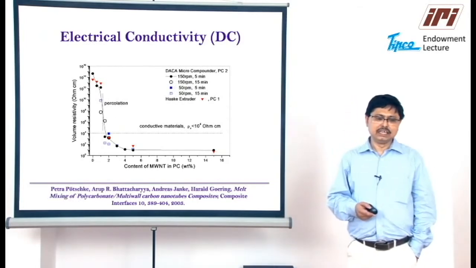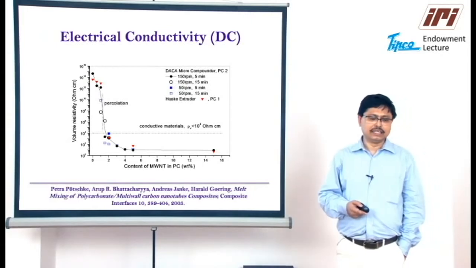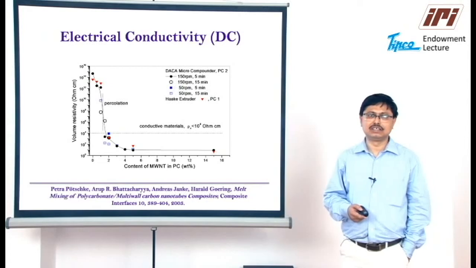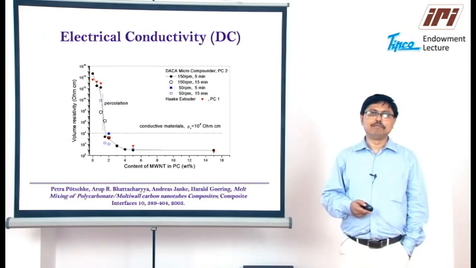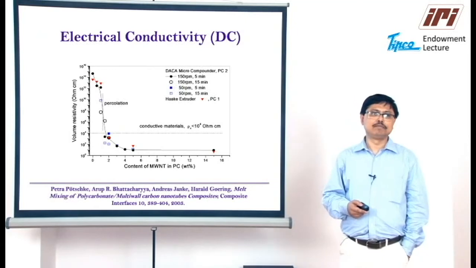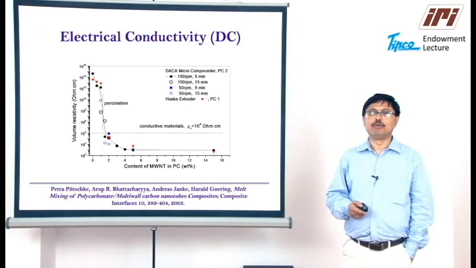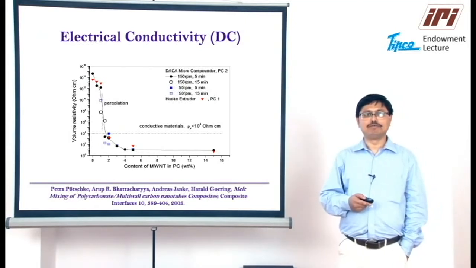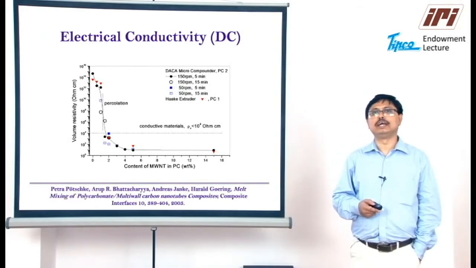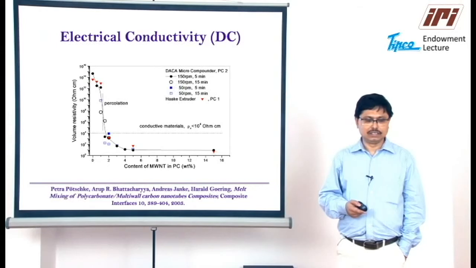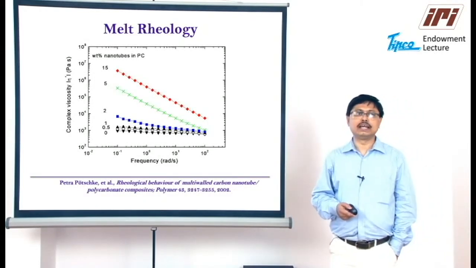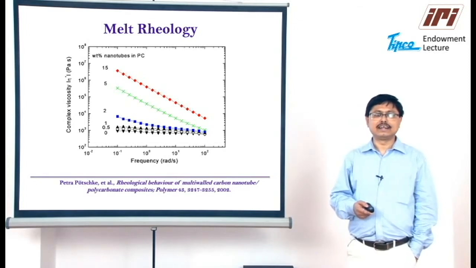So what you can see in this particular plot is volume resistivity as a function of multi-wall nanotube concentration, and one can find that close to 1 to 1.5% is the electrical percolation threshold, where the polymer composite of multi-wall carbon nanotubes converts from insulating to electrically conducting composites. Subsequently, these composite materials were also characterized through rheological characterization.